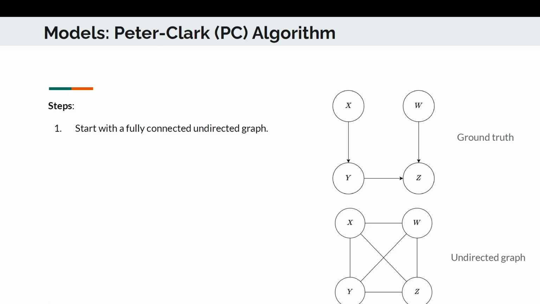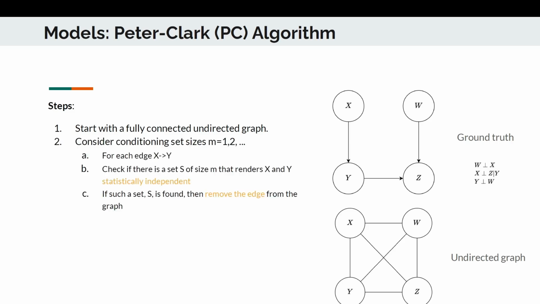The first step of the PC algorithm starts with a fully connected undirected graph. Then, by conditioning through every possible set size, the algorithm goes through every edge between two variables to find a set that can render these two selected variables statistically independent. We are trying to find statistical independencies. If there is such a set, then we remove the edge from the graph. And this results in an undirected causal skeleton.